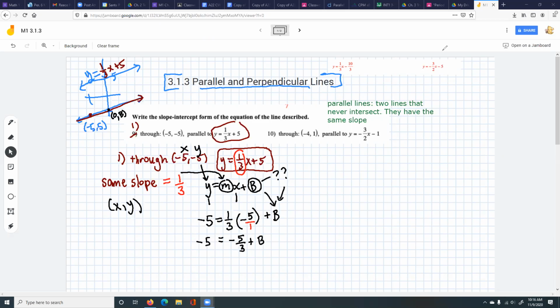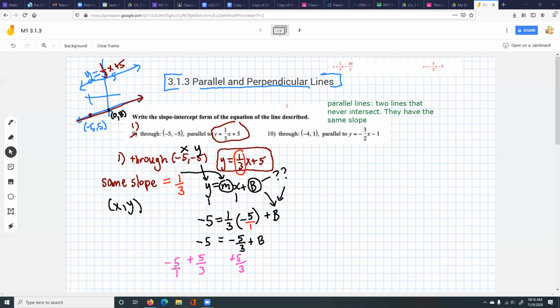Okay, oops, sorry. Need to move this thing out of my way. All right, so now I need to solve for b, so I need to get the -5/3 to the other side. So let me change colors here. Let's go ahead and add 5/3 then. Opposite of -5/3 is add 5/3. Okay, how do you add 5/3 to -5?